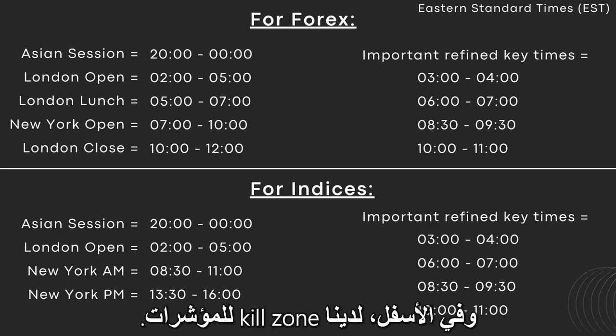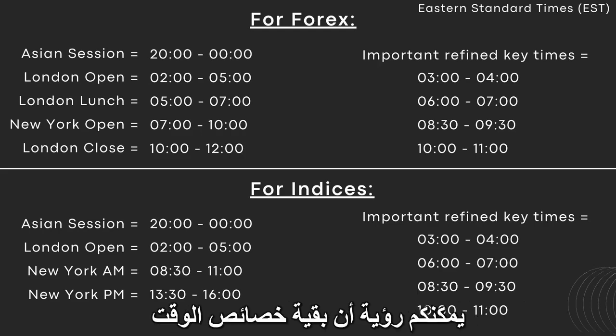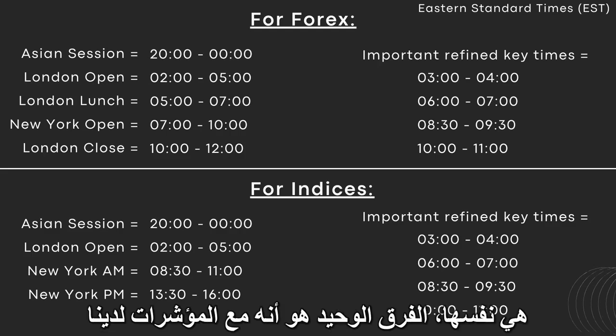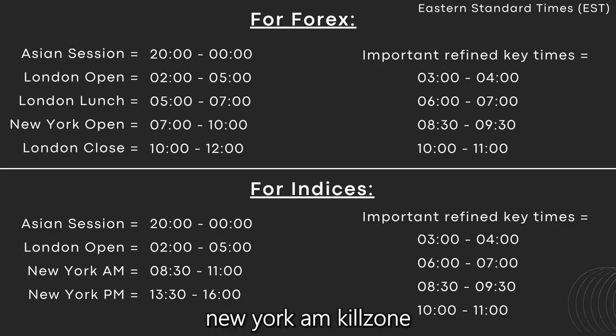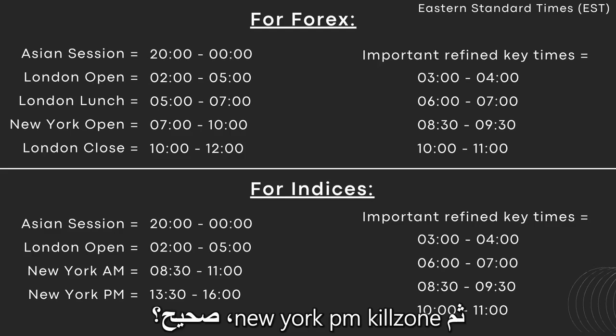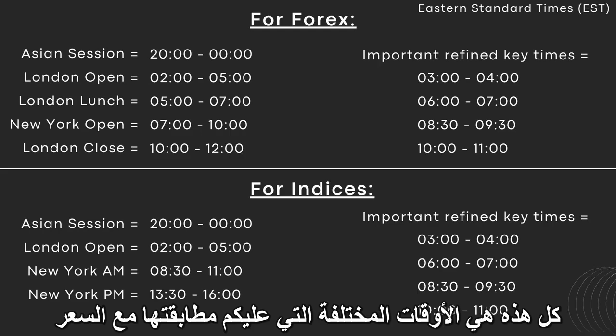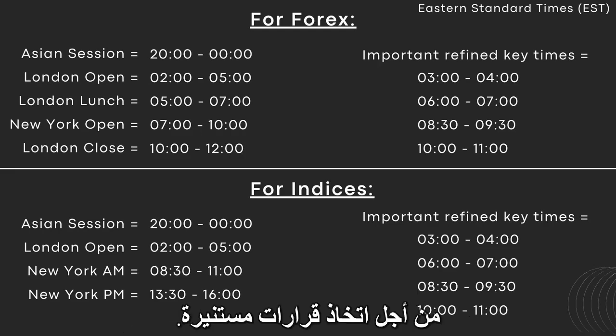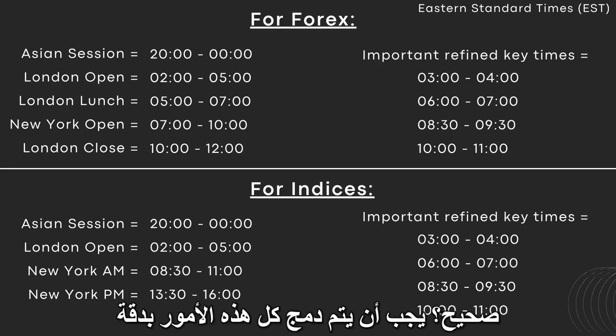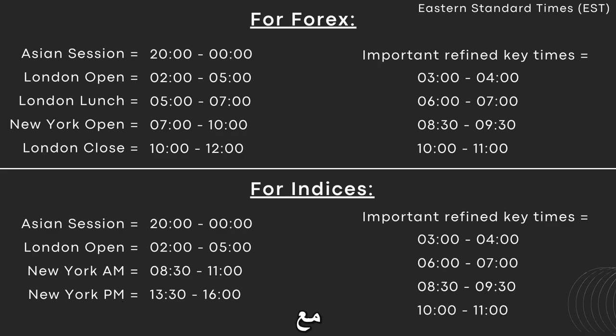And at the bottom, we've got the kill zone for indices. You can see the rest of the timing characteristics are the same. The only difference is that with indices, we've got a New York AM kill zone and then the New York PM kill zone, and you can see the timing for that too. All of these are the different times that you have to match with price in order to make informed decisions. All of these must be accurately integrated with the rest of the concepts, and then that's how you will see how good it works.